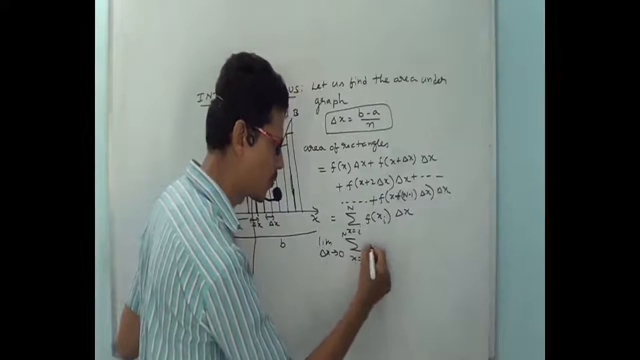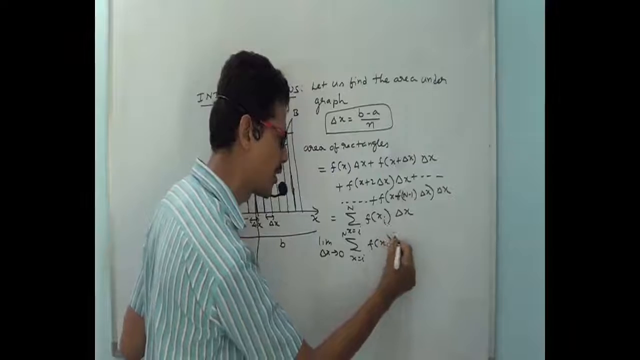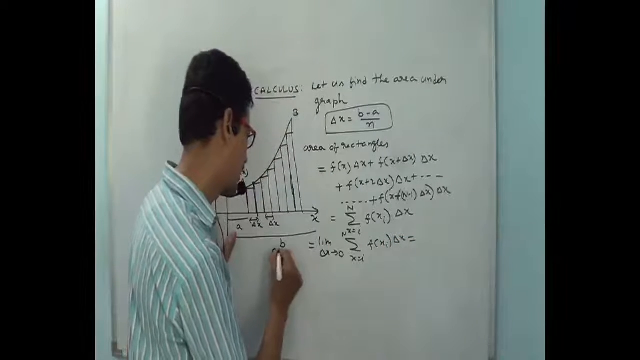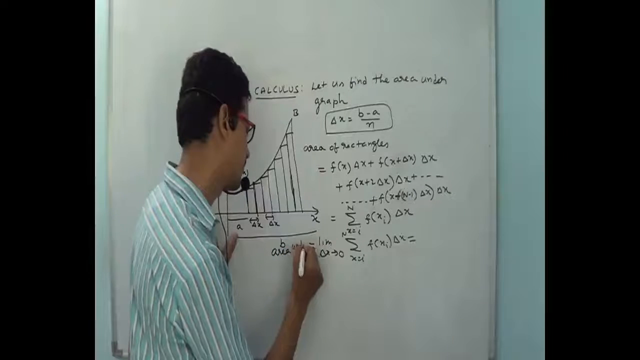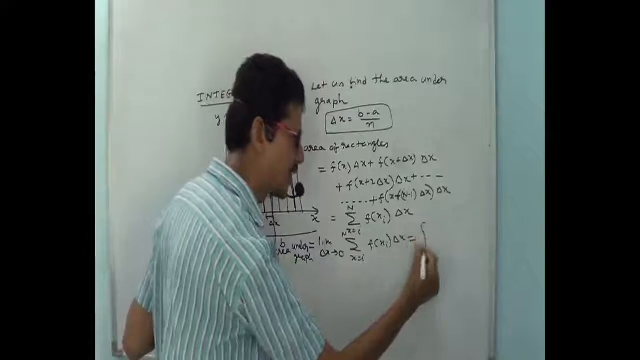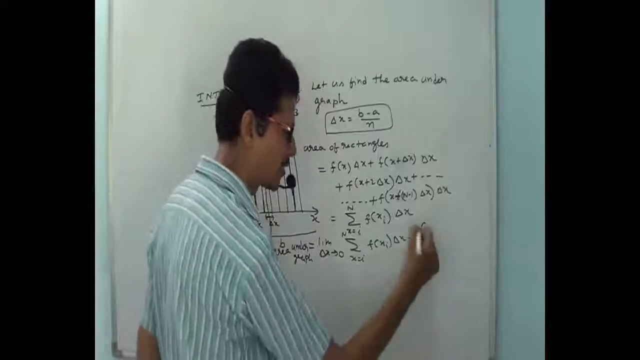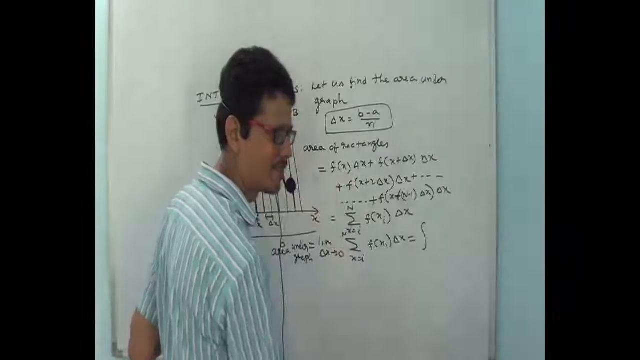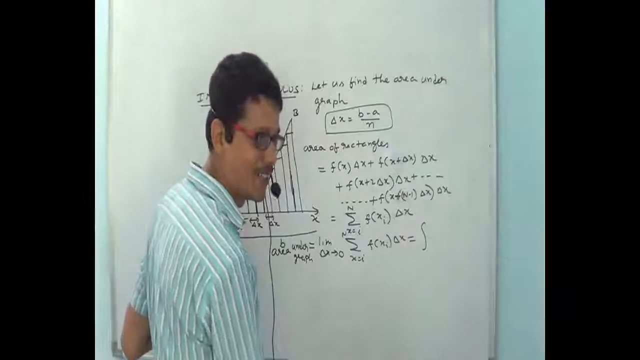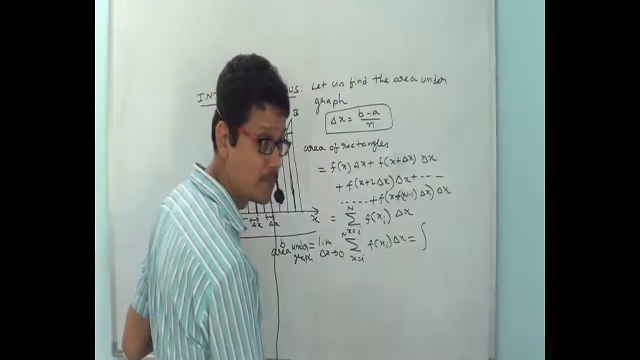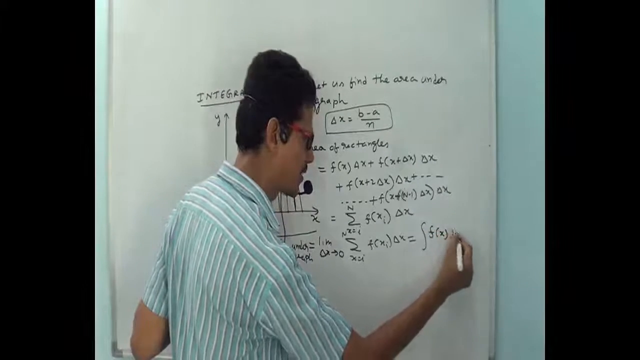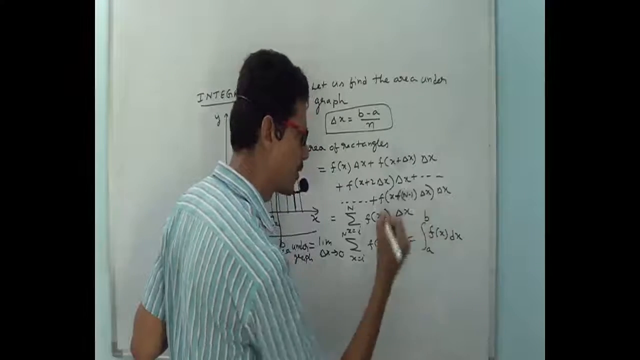sigma i equal to 1 to n f of xi into delta x. This is nothing but area under the graph. That is nothing but the integral. I will write it like this, the integration symbol. Integral f of x dx, and that is from a to b.